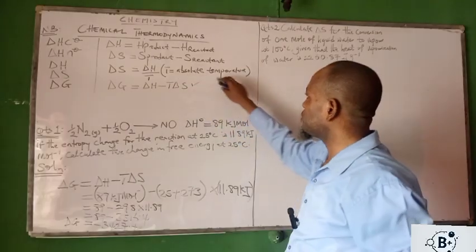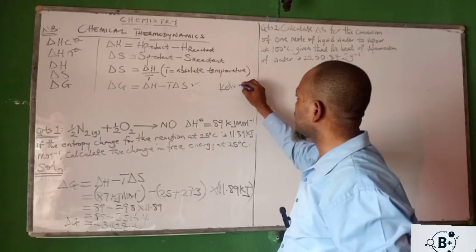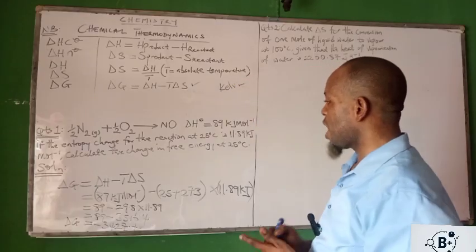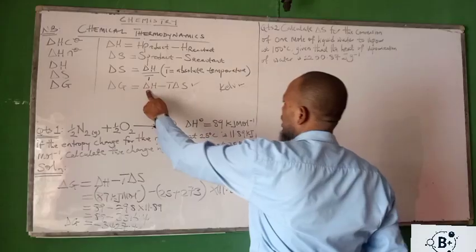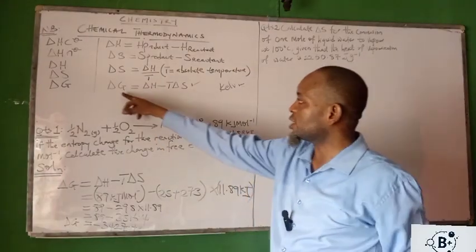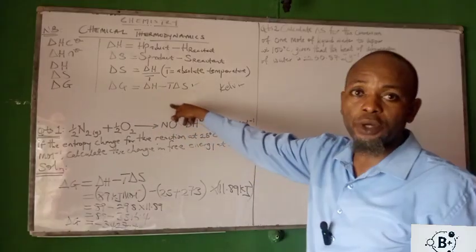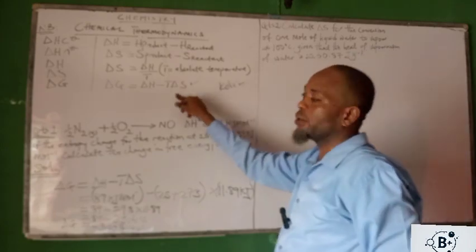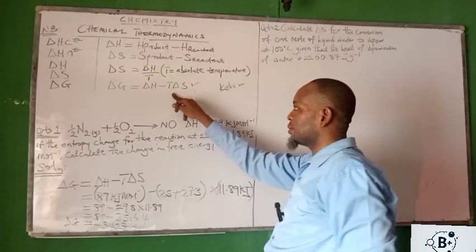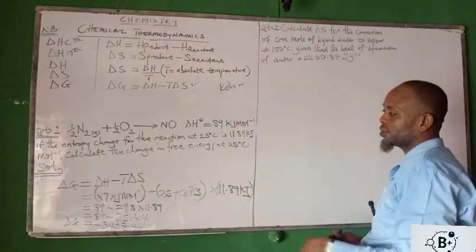And the T must be in absolute scale, and that is the Kelvin scale. Then you have change in G, which is the free energy. That is the change in the heat of formation or enthalpy change minus the absolute temperature multiplied by the change in entropy. So that is the relationship.